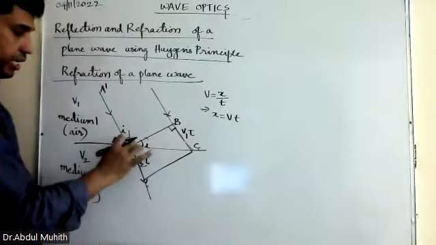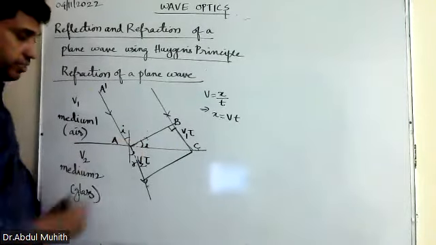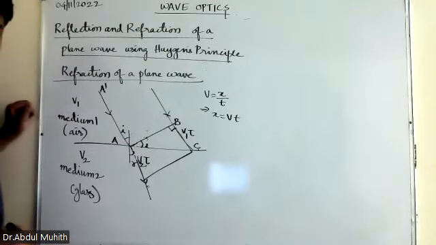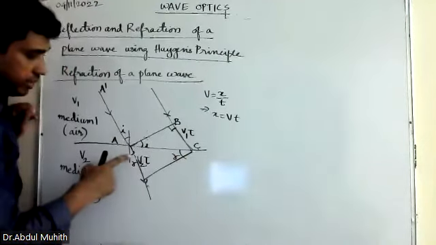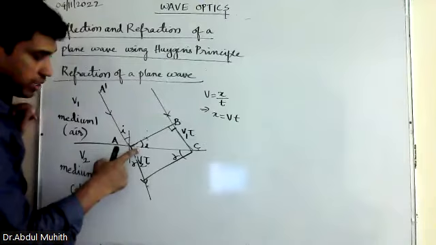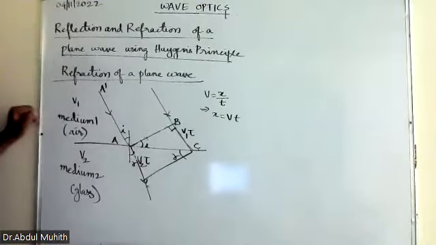Is that clear? How did we write I here? The next one is R. How did we get R? If this is R, the remaining will be 90 minus R. If this is 90 minus R and this is 90, this will become again R. So that is how we wrote it here.